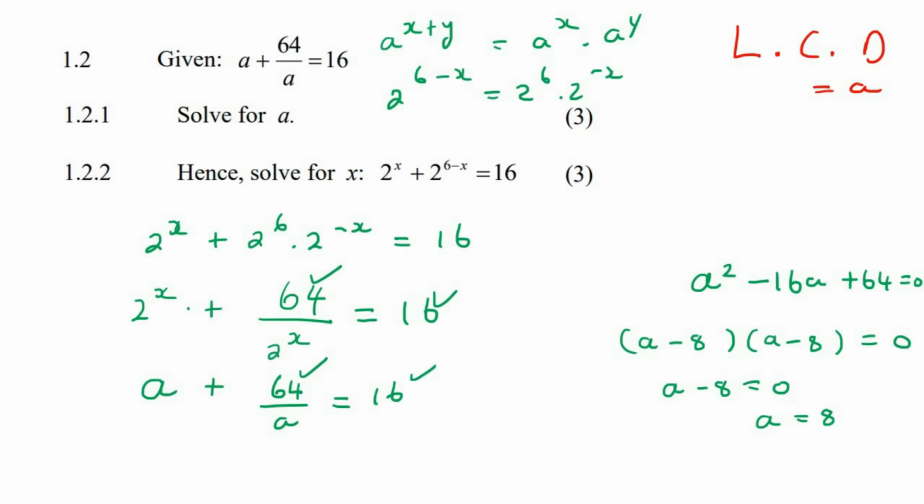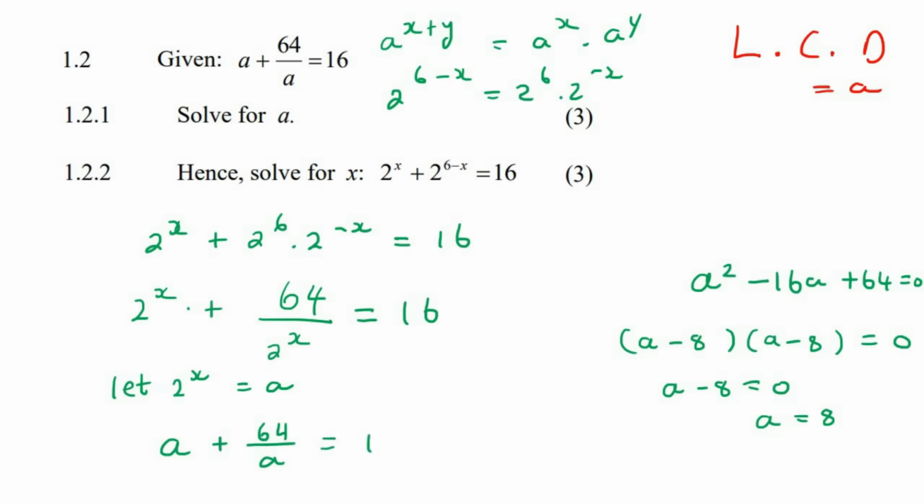They both have that 16. So that's all the same. Can you see that this one is an A, but this one is a 2x, and this one is an A, and this one is a 2x? So what we can do then is make a rule. We can say let's rather let the 2x be equal to A. Then we end up with A plus 64 over A equals 16.